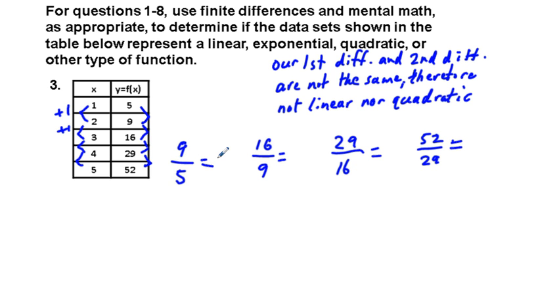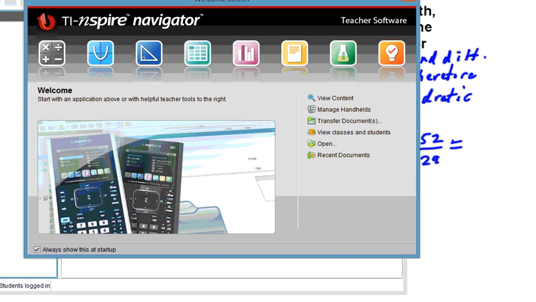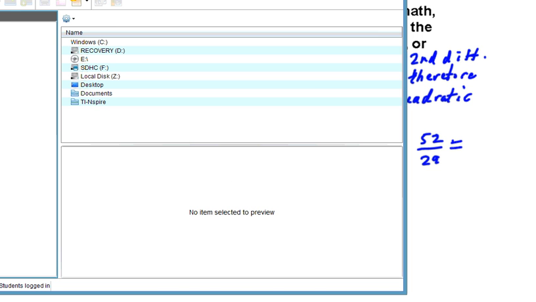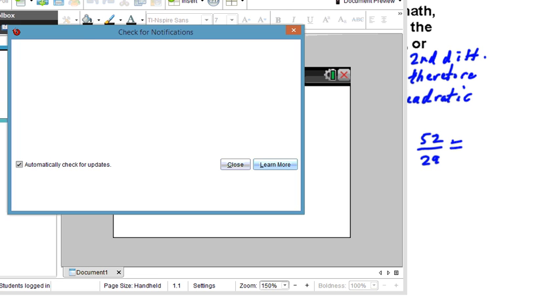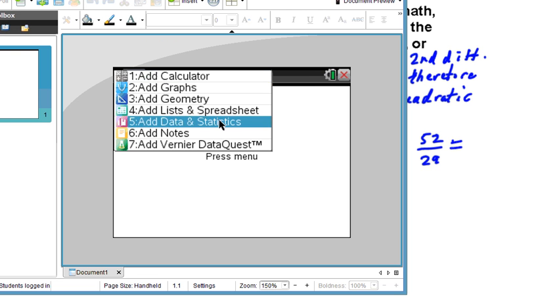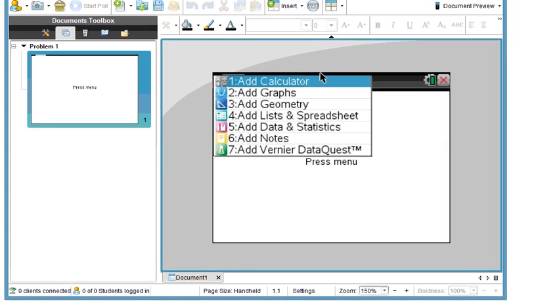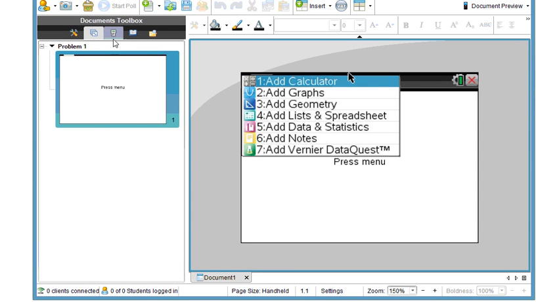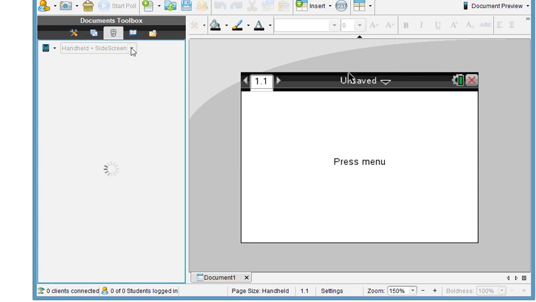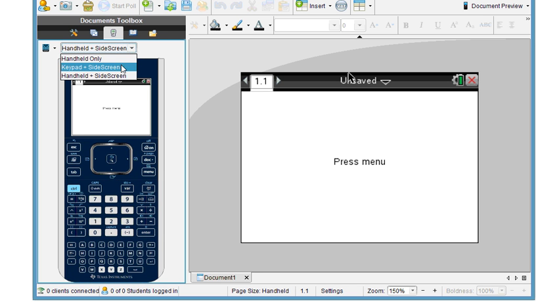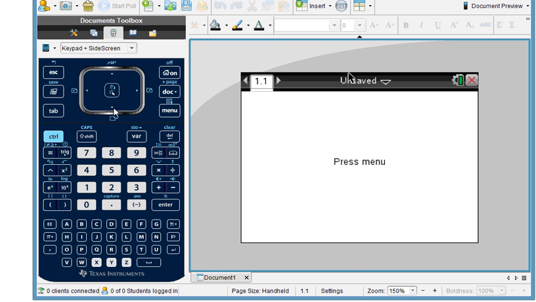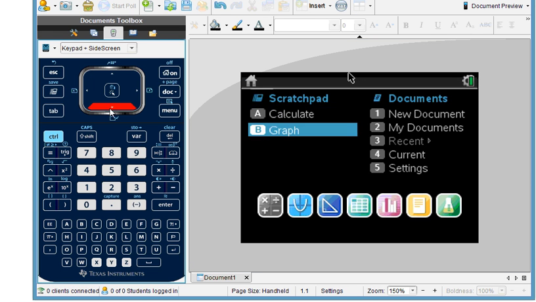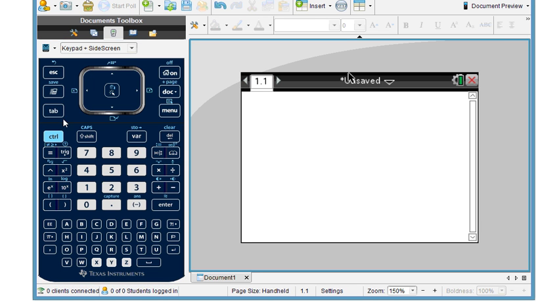So 9 over 5 is going to simplify to 1.8. Okay, the second one, let's get your calculator here. I didn't set this one up yet. Let me get this over here so we can see what it is. Okay, here we go. Documents. Slide. Screen. Okay. Now we're ready. Okay, 16 divided by 9.